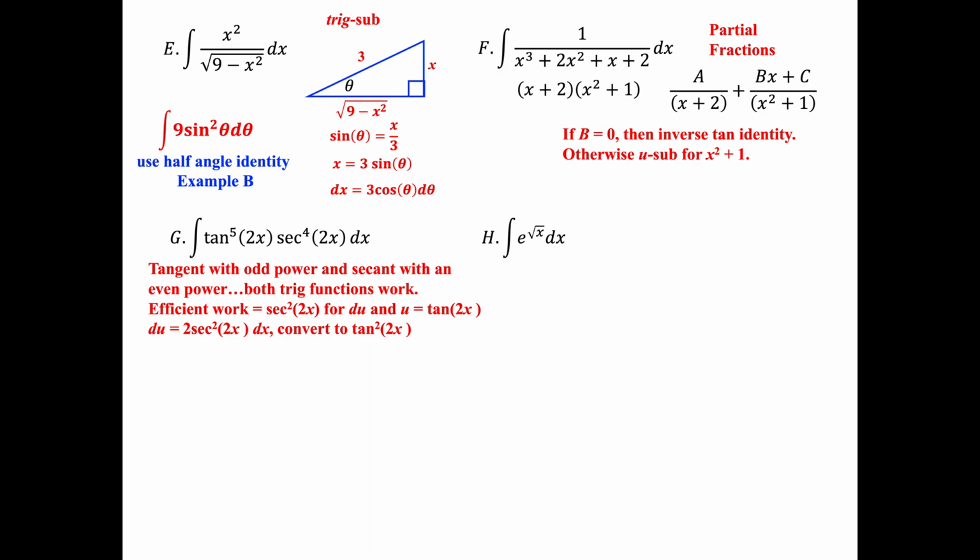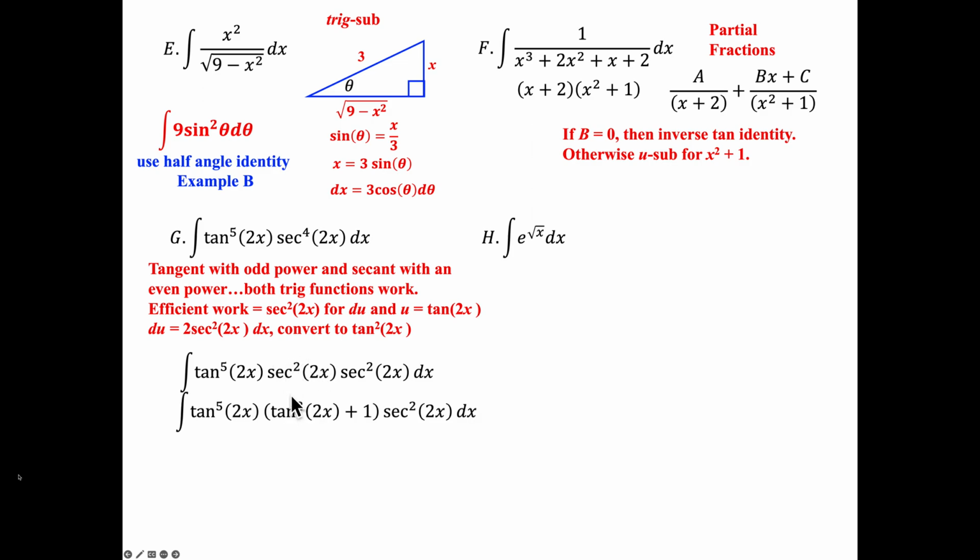And multiply it to the 2. Don't forget your chain rule there. So there's my secant squared of 2x with my dx. I'll take my other secant squared of 2x and change that to tangent squared of 2x plus 1.